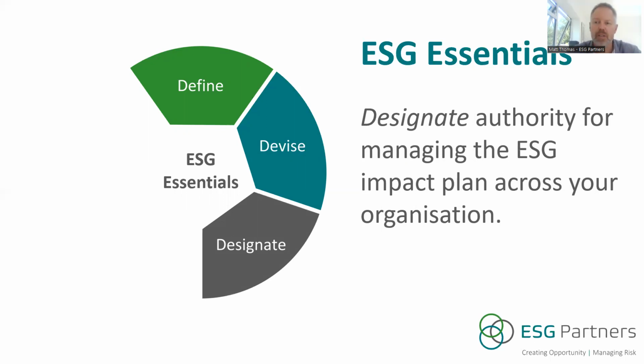So the third step is to designate authority for managing the ESG impact across your organisation, whether that's an organisation of 5 or 10 or 400 to 500. What I would stress is that authority and good ideas can come at any level of business. Absolutely, the leadership needs to come from the top, sponsorship needs to come from the top, but good ideas and authority can come at any level of business.